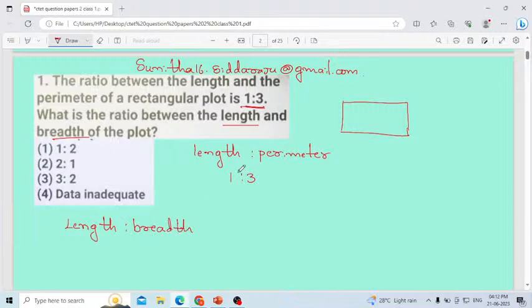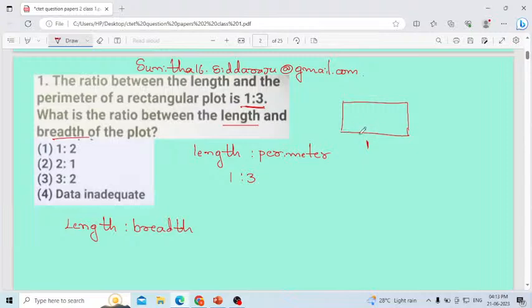Here everything is given in the ratio. Here no need to do the problem in detail. I will tell the shortcut method how you can solve this problem very easily. Length is given 1. The length ratio is given 1. You know, in a rectangle, opposite sides are equal. That is the property of a rectangle. In the rectangle, opposite sides are equal.